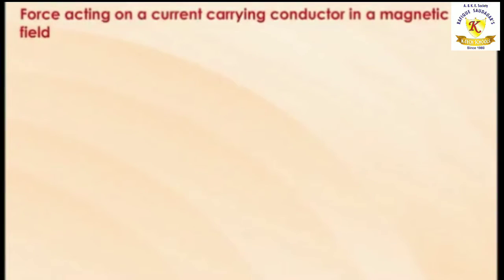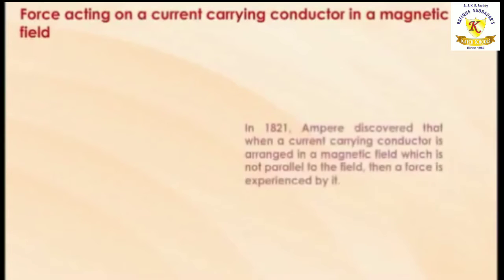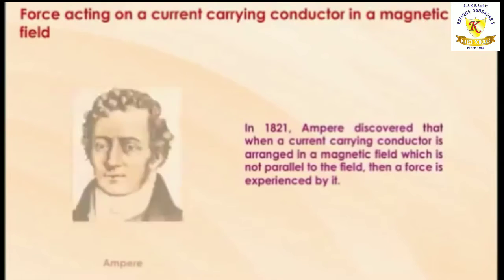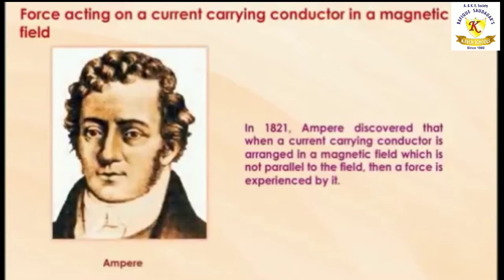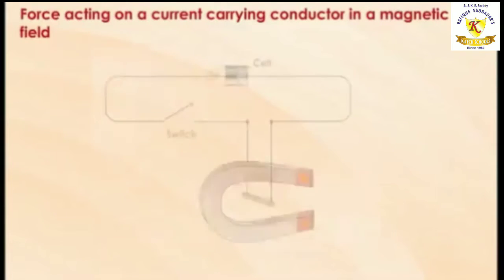Force acting on a current carrying conductor in a magnetic field. In 1821, Ampere discovered that when a current carrying conductor is arranged in a magnetic field which is not parallel to the field, then a force is experienced by it. So, this has been discovered by the scientist Ampere.